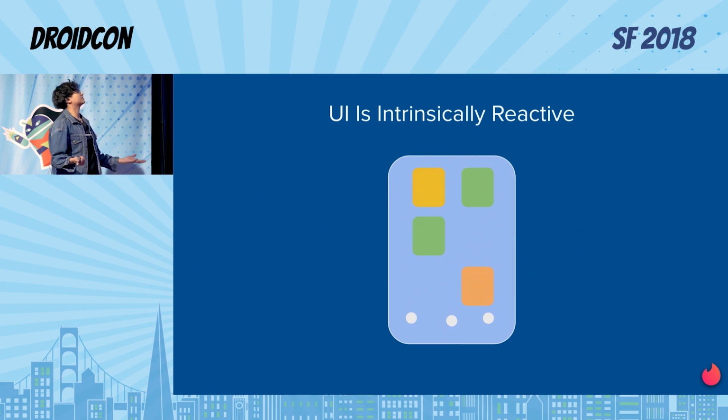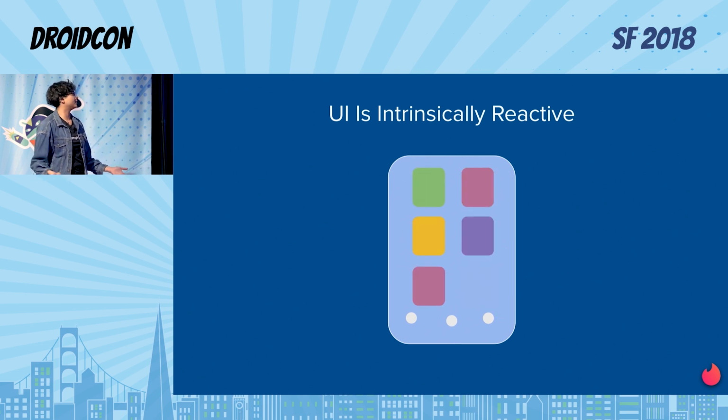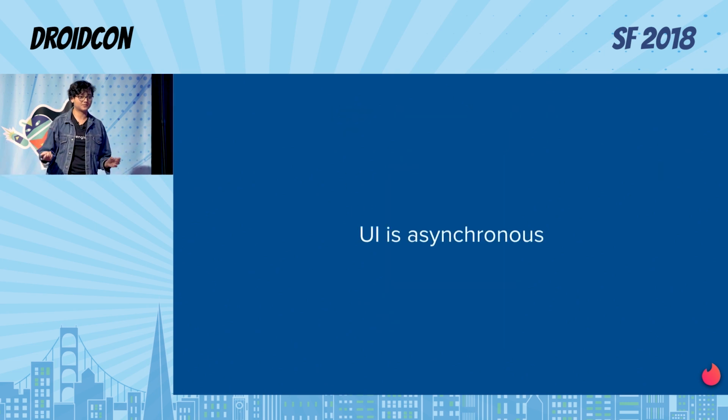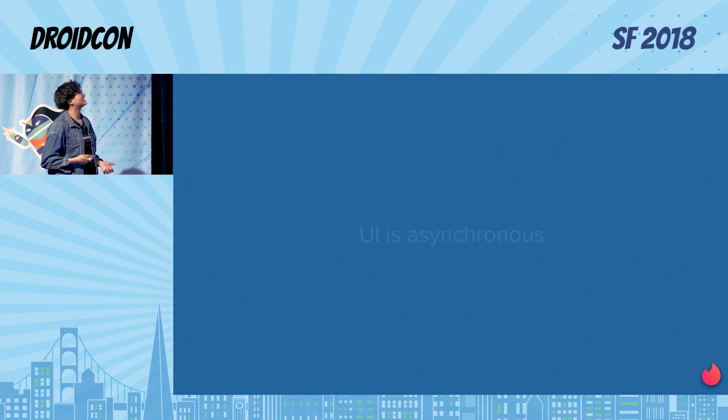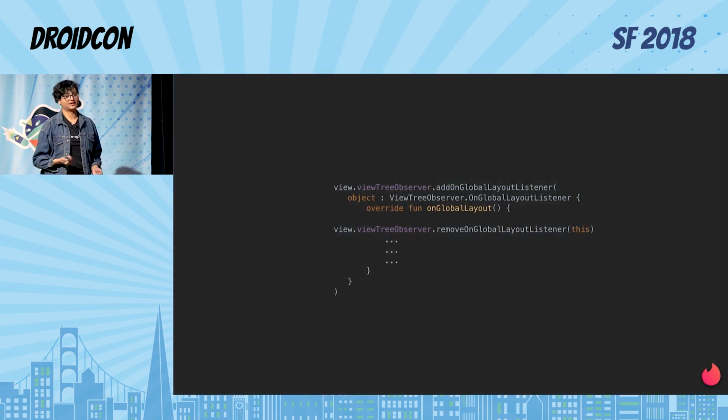I click on something else. A few other things happen on the screen. When I click on the third button, the screen has changed in a wholly different way, right? So UI is reactive. On Android specifically, we do this a lot where we have to change the layout parameters of views and perform other intricate manipulations with the view, and we usually end up doing things like this.